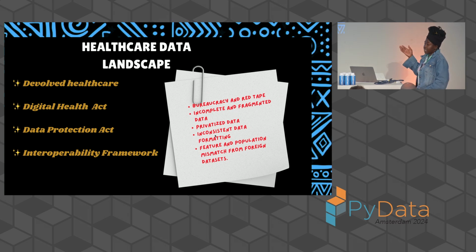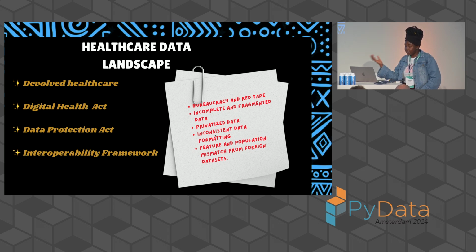But in spite of having all these infrastructures and frameworks in place, we still do have challenges, such as bureaucracy and red tape, incomplete and fragmented data, privatized data, inconsistent data. And the first four are contributed to by the fact that healthcare is devolved. So, for instance, the first point, bureaucracy: I am the person who is responsible for health in this county. If I have some reservation or some interest in a certain area of health and you come with a solution, I'll not let you implement it. So such things still hinder how we do things.